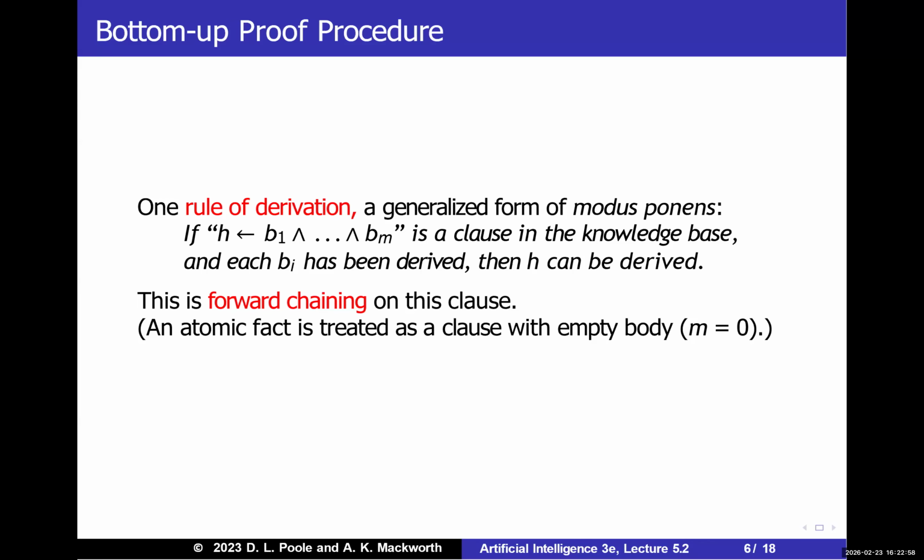Now, the bottom-up proof procedure works by starting from known facts and applying rules forward. If the body of a rule is satisfied, then the head of the rule becomes true. This is sometimes called forward chaining. In cybersecurity systems, this mirrors how alerts escalate. If events are observed, the system checks which rules apply and derives higher-level conclusions automatically.